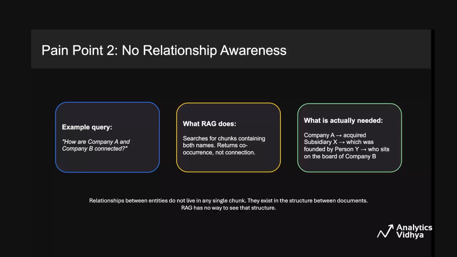The second failure mode is one of the most important. RAG has no awareness of relationships between entities. Take this query. How are company A and company B connected? What RAG does, it searches for chunks containing both names and their co-occurrence. But co-occurrence is not connection. What is actually needed is a traversal. Company A acquired subsidiary X, which was founded by person Y, who sits on the board of company B. That chain of relationships does not live in any single chunk. It exists in the structure between documents, in the edges between entities. RAG has no way to see that structure. It treats every chunk as an isolated island.